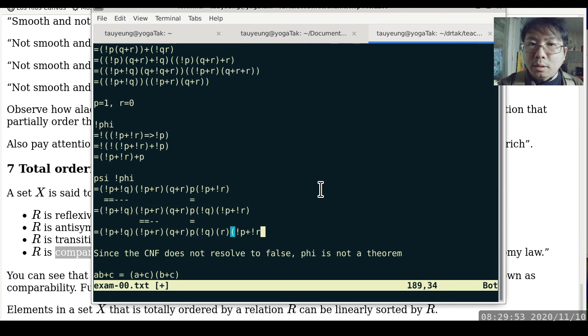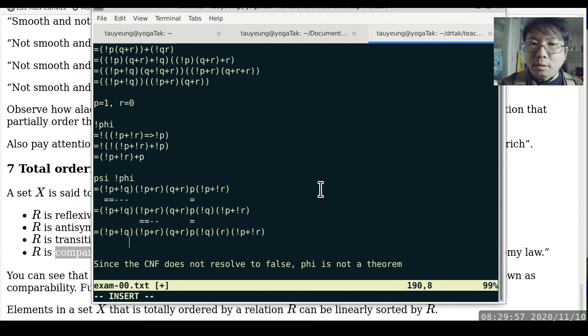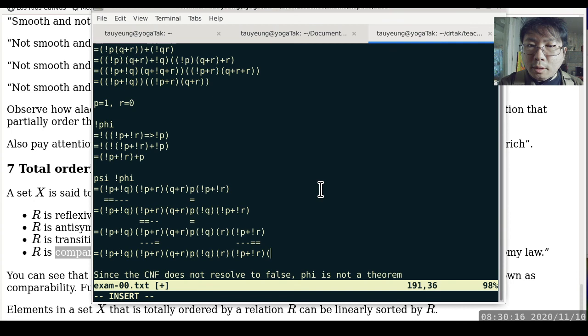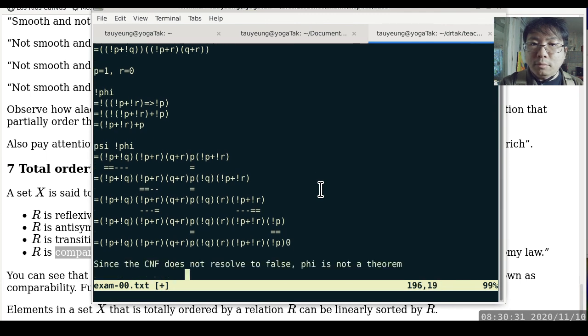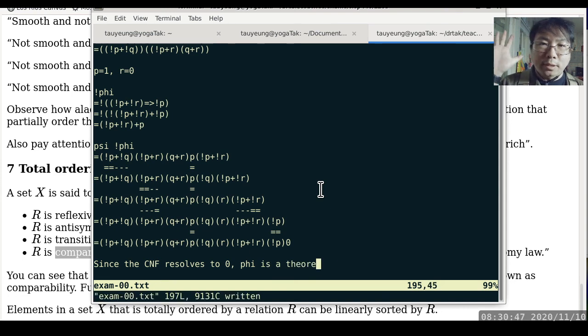All right. So we can have another resolution here. This R can resolve with this not R over here. And once that happens, we end up with just the term not P, and now we have resolved to 0. Let me point out what I'm doing here. We have this P over here, and then we have this not P over here. So those two resolve to 0, and now we come to a different conclusion. Since the CNF resolves to 0, phi is a theorem. Okay, there we go. So I fess up, I made a mistake here.